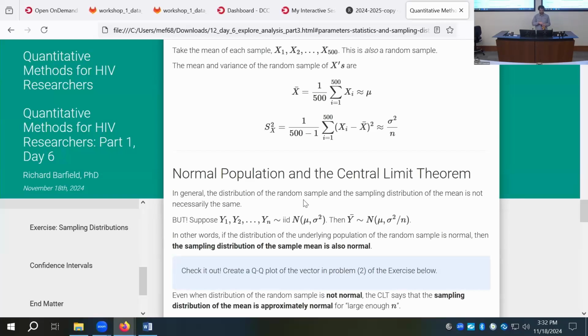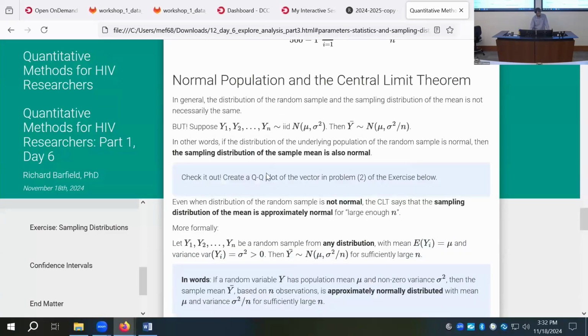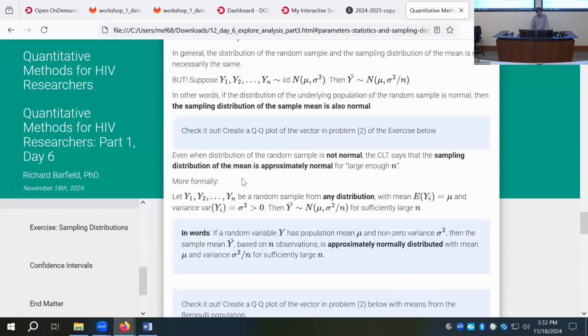So if y1 through yn are all IID normal with mean mu, then y bar will also be normal with mean mu, but variance sigma squared over n. So if the distribution of the underlying population of the random sample is normal, then the sampling distribution of the sample mean will also be normal. So we'll get to this in a little bit.